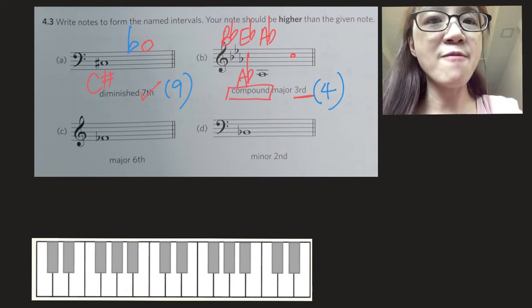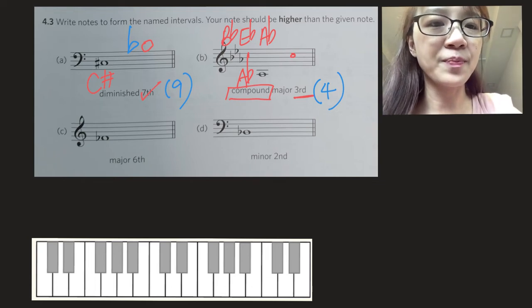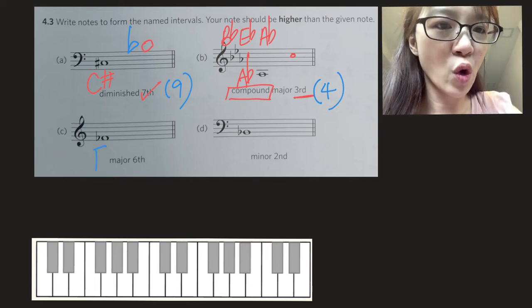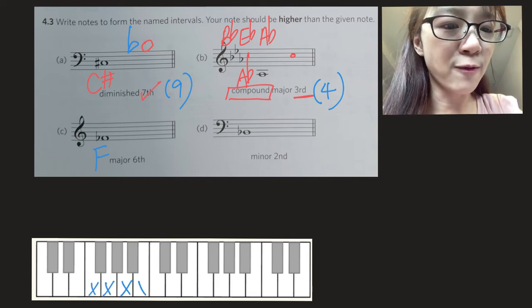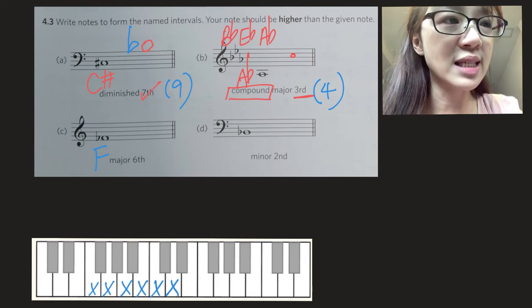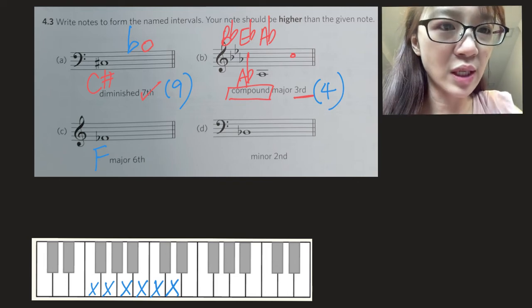6th from the F flat. Same thing. This is F note. What is the 6th note from the F? 1, 2, 3, 4, 5, 6 is the D note. Let's draw a D note here.